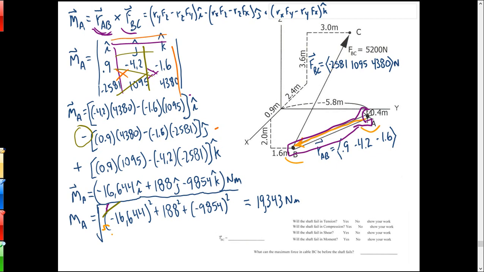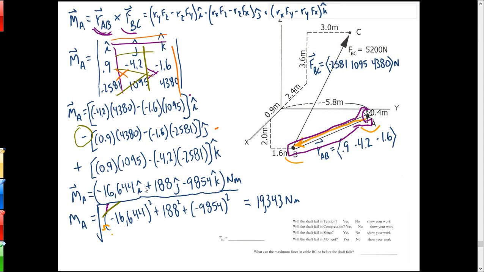Moments have force and distance in them for units. To find the magnitude of that moment, you take the square root of the sum of the squares. All right, so there's our run through on calculating the axial force, which in this case was compression, the shear, and the moment. So just compare those to the allowable values and then see if this shaft will fail or not.